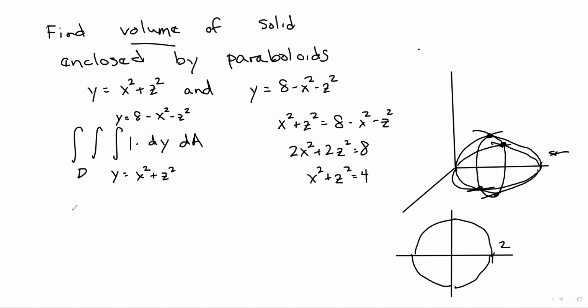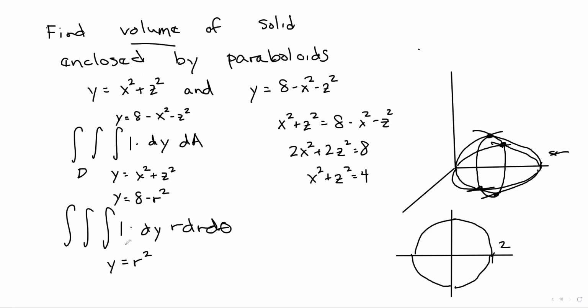Okay. And so we can translate this now. When the base is a circle, you want to use polar coordinates. So we can translate this over to polar coordinates. The dA is going to be r dr d theta. We're going to go from y equals, and then instead of x squared plus z squared, we can do r squared, and 8 minus r squared. And then for r, 0 to 2, and then for theta, 0 to 2 pi.